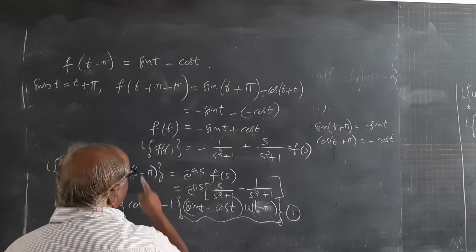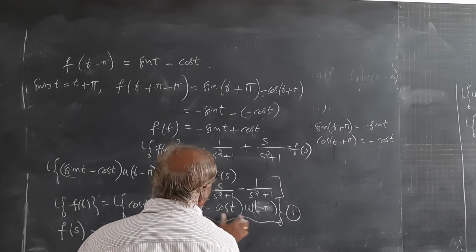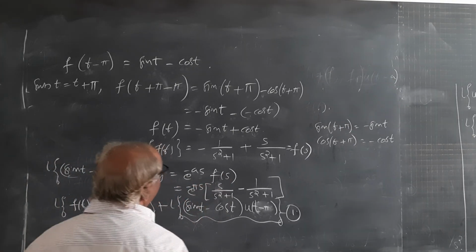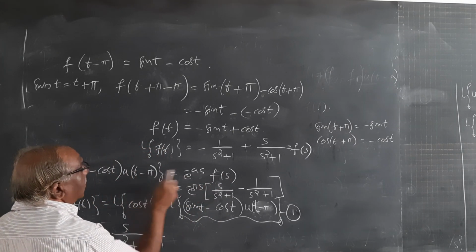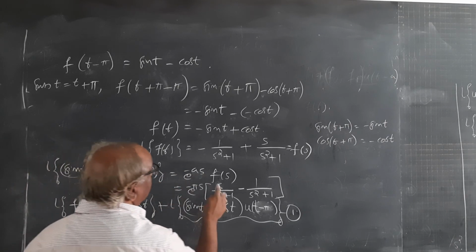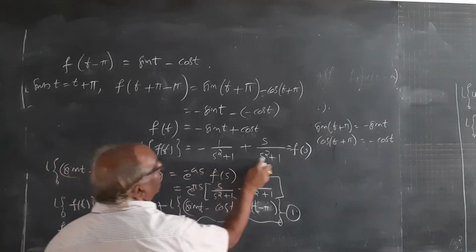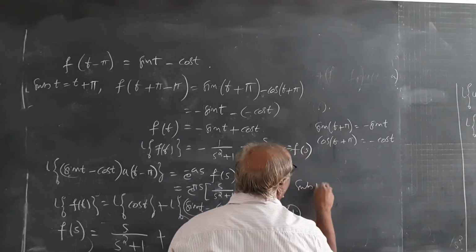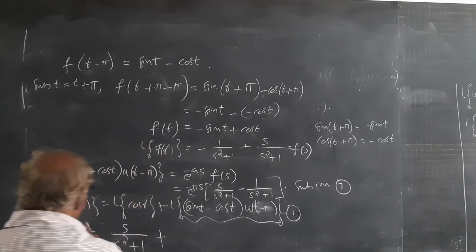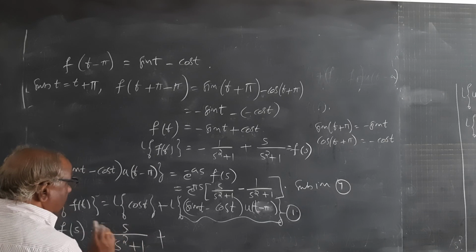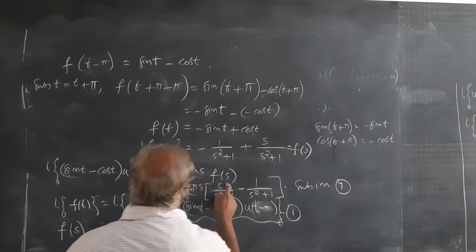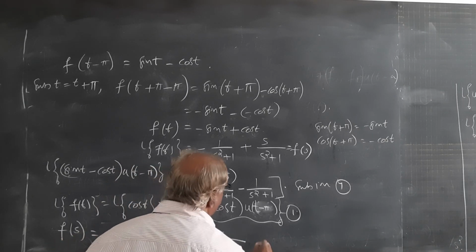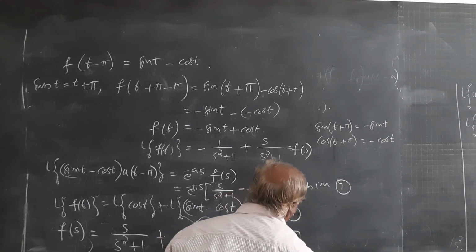Now here I am substituting for this separately. This one: L of sin t minus cos t into u of t minus pi is equal to e to the power minus as into F(s). What is a? A is this pi, e to the power minus pi s into F(s). What is my F(s)? This is my F(s). So I have written that. Now, after this step, I am substituting in equation 1. What is my equation 1? This one. So L of cos t is s by s squared plus 1, and L of this much is here: e to the power minus pi s into s by s squared plus 1 minus 1 by s squared plus 1. Okay, let us stop at this point.